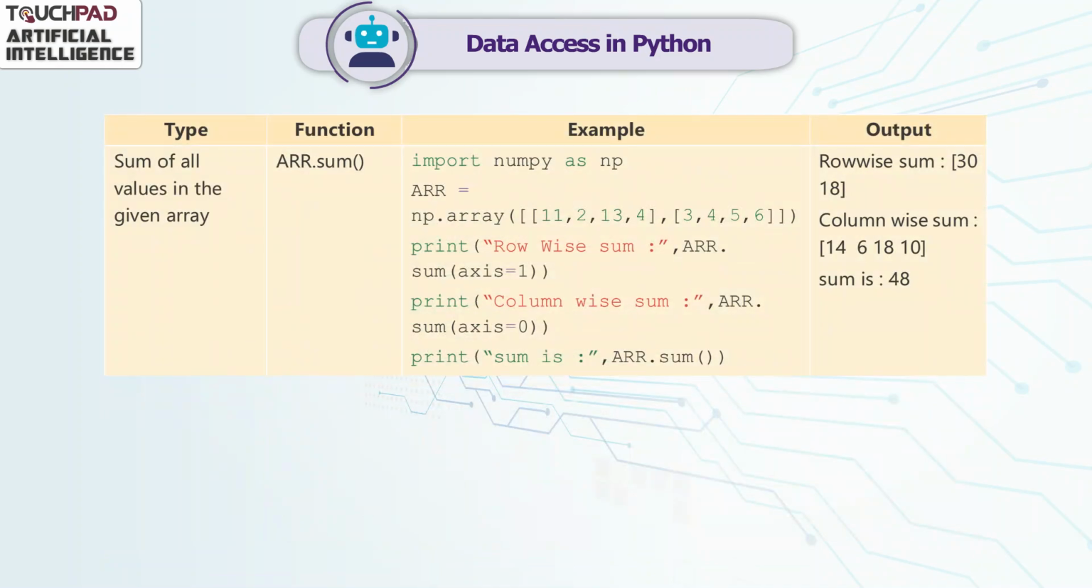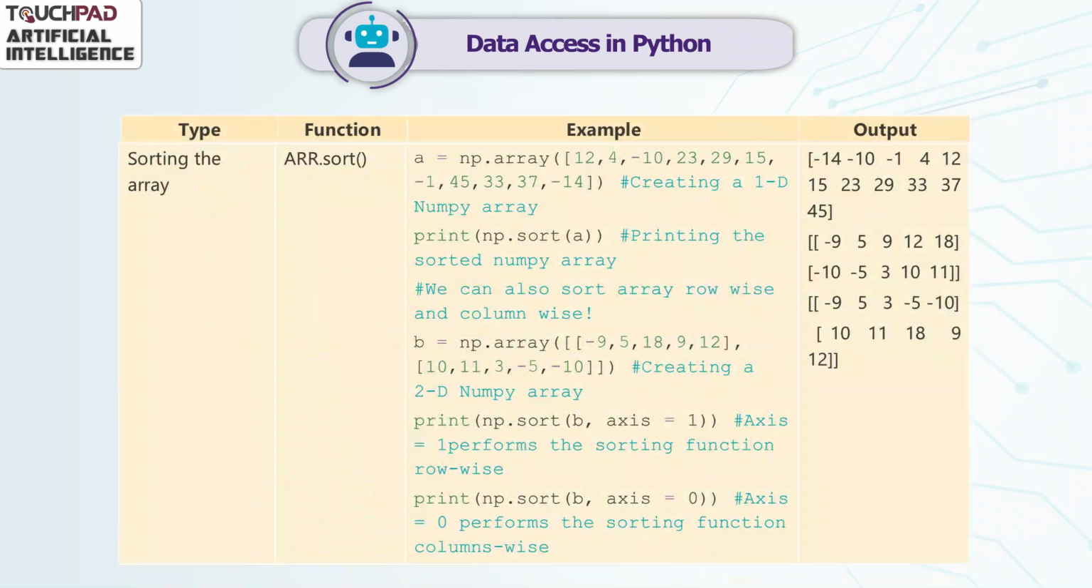Sum of all values in the given array: ARR.sum. Row-wise sum: 30, 18. Column-wise sum: 14, 6, 18, 10. Sum is 48. Sorting the array.